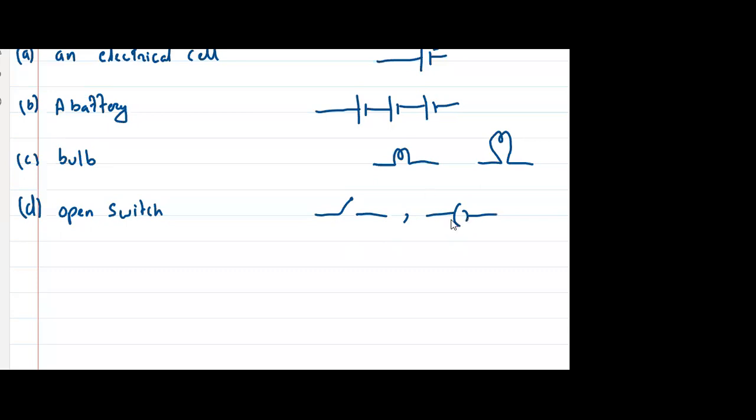Okay, कट गया, right? Then we have closed switch. Closed switch. So closed switch is represented by either like this or a dot like this. ठीक है, सबको समझ में आ रहा है? सबको समझ में आ रहा है यहाँ तक?